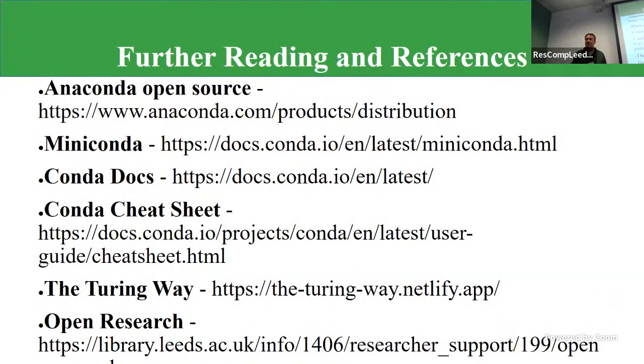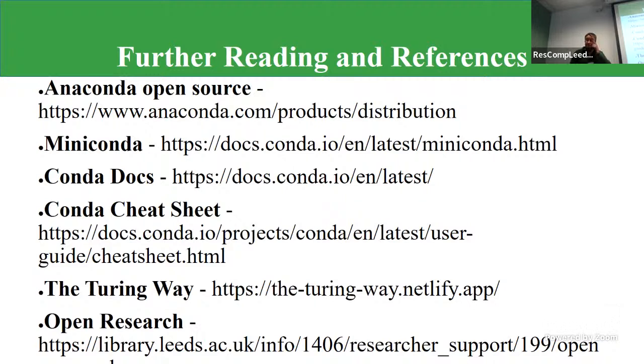Quick further reading: Anaconda open source, which refers to the freely downloadable version of Anaconda that we use. Miniconda is available from the docs. There's the Conda docs website, the Conda cheat sheet, and Turing Way, which is very nice for learning about reproducibility. And in terms of open research, there's a very long list which actually gets cut off the screen. It's the university's official documentation on open research, why we do it, and what areas there are, from open software to open data to open publishing. That website covers nicely all the areas of open research.